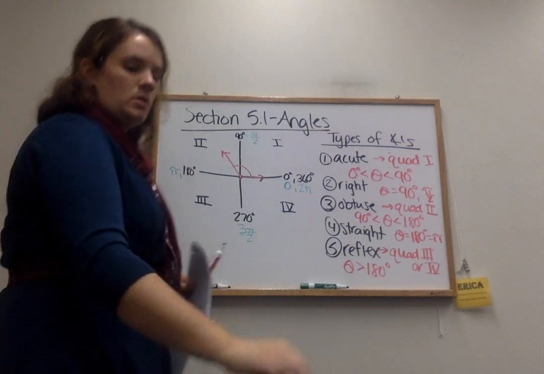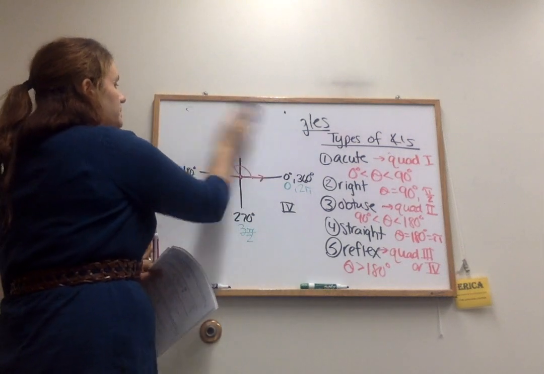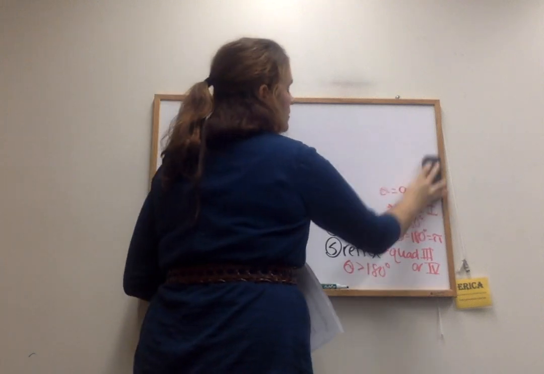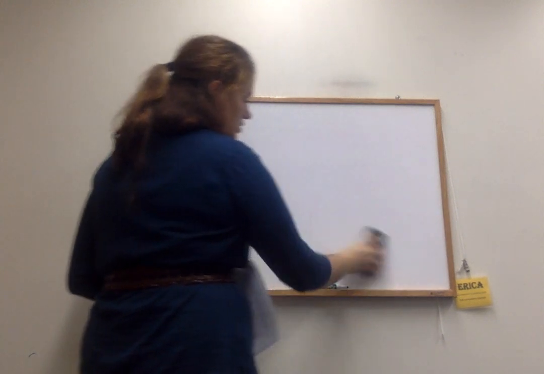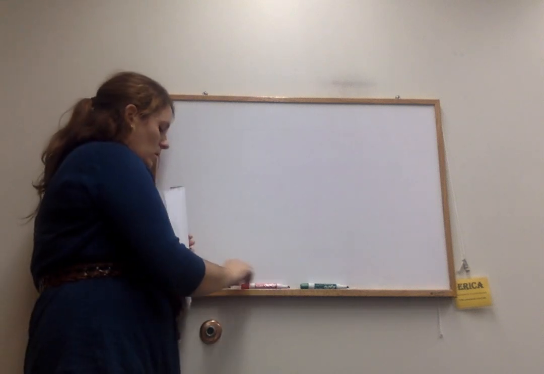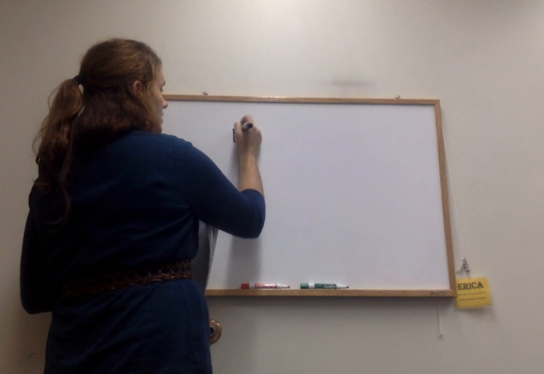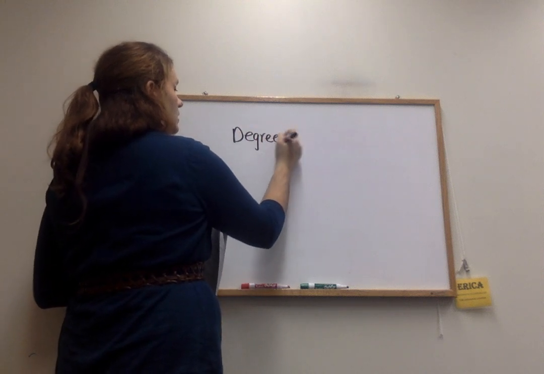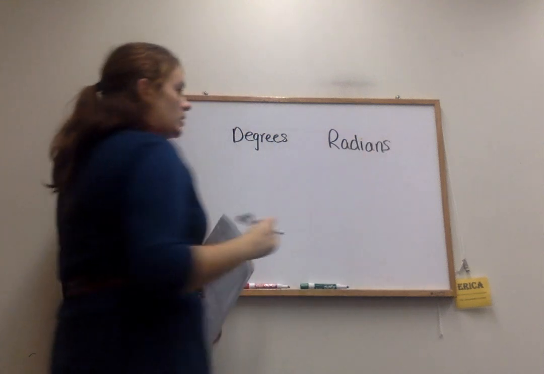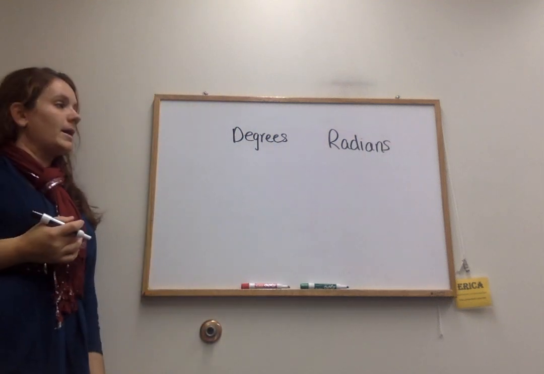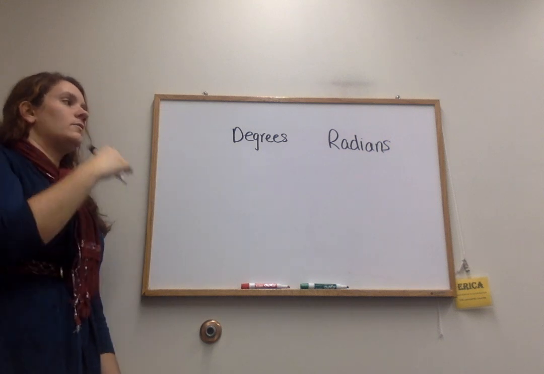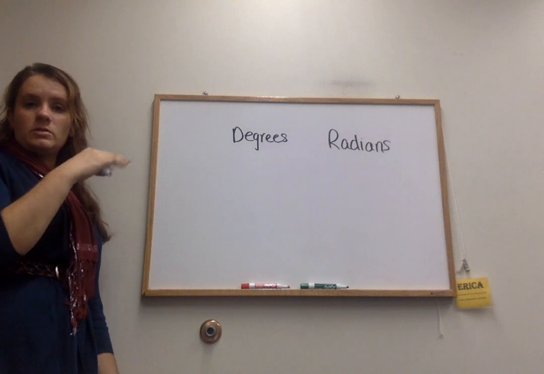All right, so with all of these angles, we've briefly mentioned the fact that there are 2 different ways to measure how big an angle is. Okay. One of those ways is degrees, and the other is radians. And we're going to use both of them kind of interchangeably throughout the unit, right? So it will be important for you to get used to how to convert between the 2 different measures.